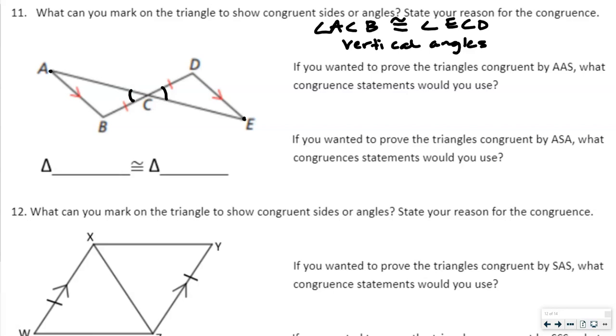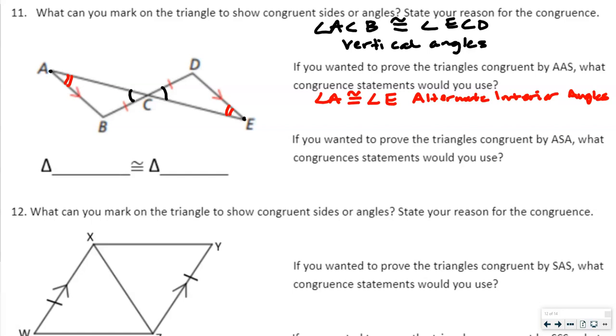And then it says, if you want to prove the triangles are congruent by angle side, what congruent statements would you use? Okay, so if we want angle side, we need another angle, don't we? So I'm going to mark this angle up here and that angle down there. So I'm going to say angle A is congruent with angle E. Why? Because they're alternate interior angles, okay? So that's the reason.